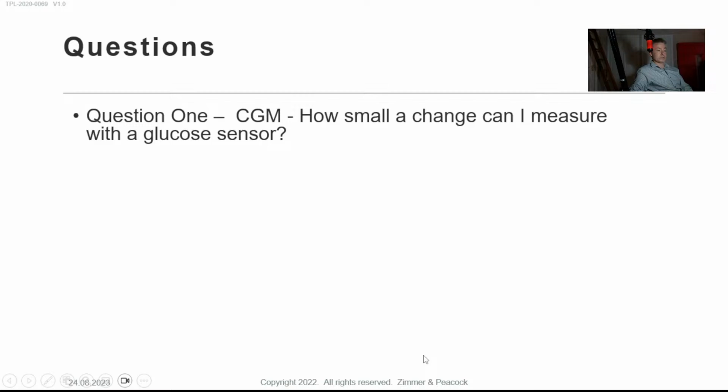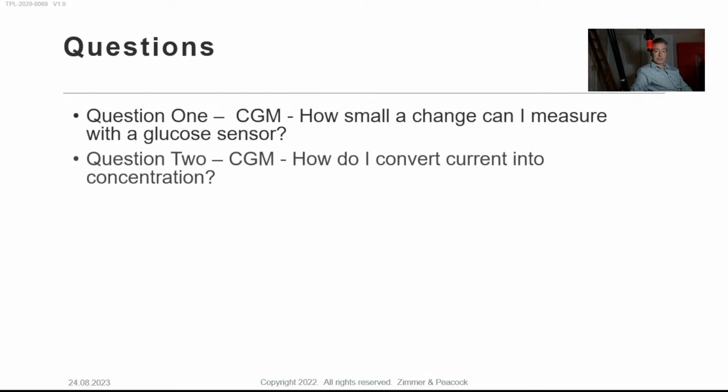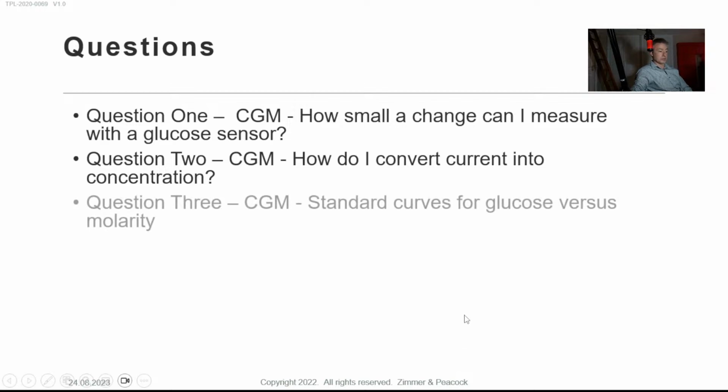Now in terms of questions, question number 1, how small a change can I measure with a glucose sensor? Question number 2, how do I convert current into concentration? The answer to question number 1 is it can probably be quite small, but if I was going to give you, and I consider this a conservative answer, 0.1 millimolar. Number 2, how do I convert current into a concentration? You come up with a calibration curve. I'll show you how to do that.